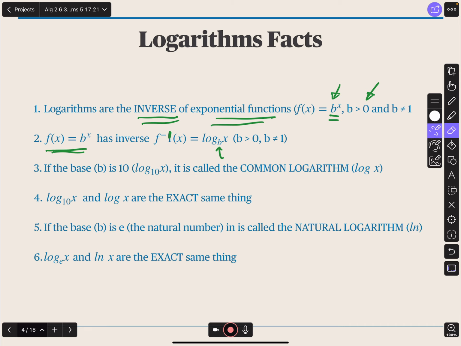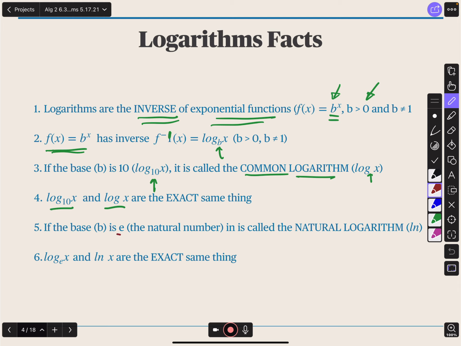Another couple of key points here. One is if your base, the b value, is 10, so we have log base 10 of some number, it's called the common logarithm. And when it's the common logarithm, we don't even have to put the 10 there. Everybody just knows that log of any number means log base 10. If it's not base 10, they have to give the base that it is. So log base 10 and just log are the exact same thing. We just don't show that 10.